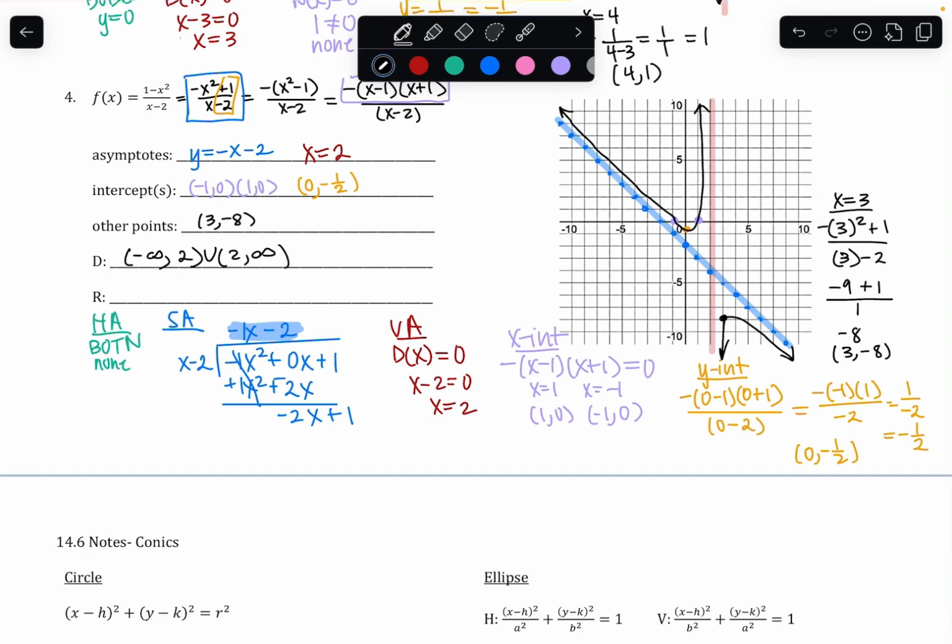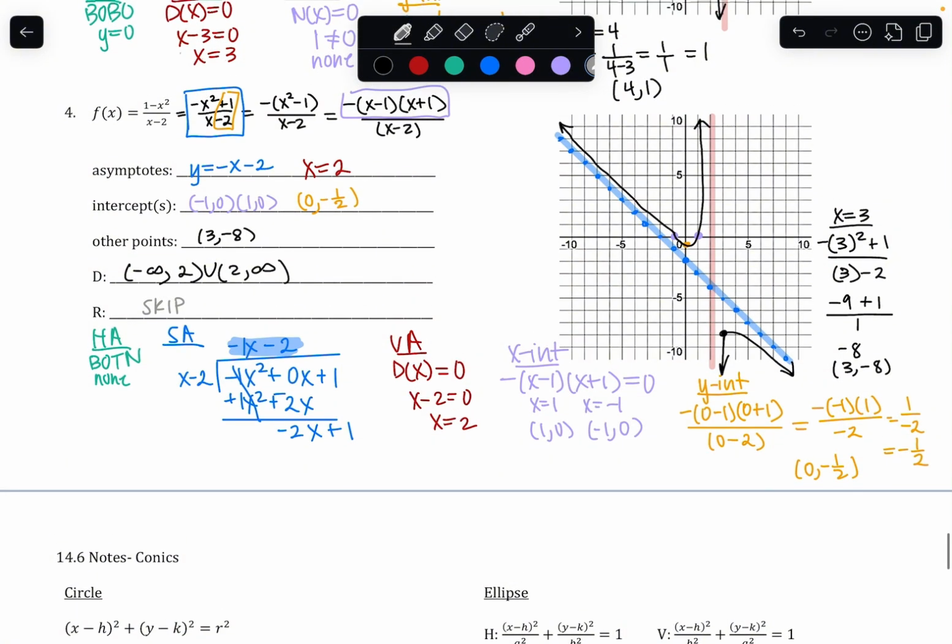For the range, this one's actually pretty hard because you have to figure out what these extrema values are, and we don't yet have the tools to figure out what these max and mins are, and so we can go ahead and just skip the range for now. You will do that in either pre-cal or calculus.